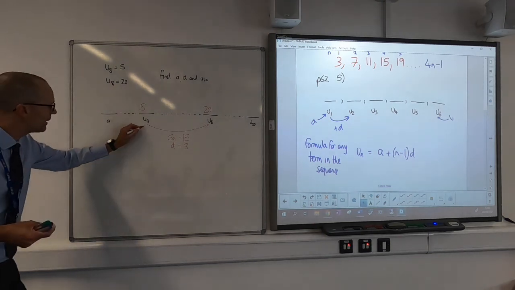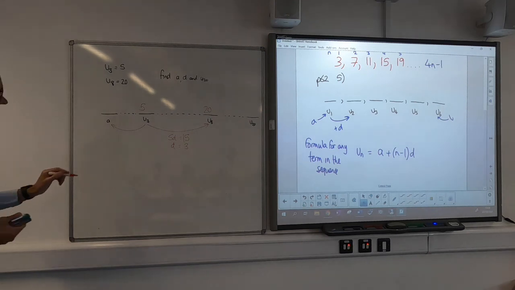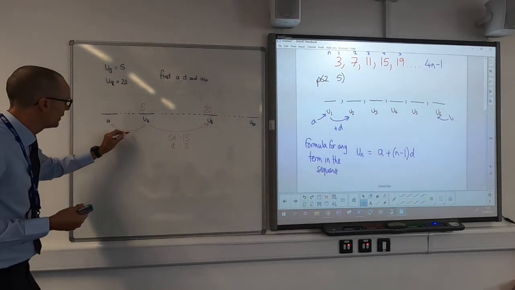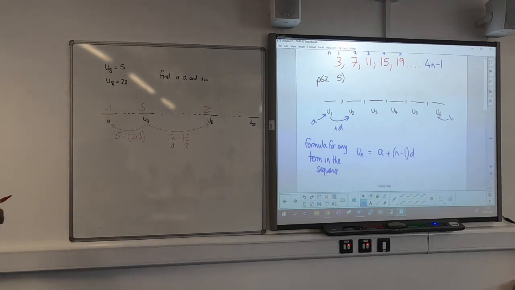So I know that to get back from the third term to the first term, 2, 1, there are 2 jumps. So that is going to be 5 minus 2 lots of 3. That's minus 1.